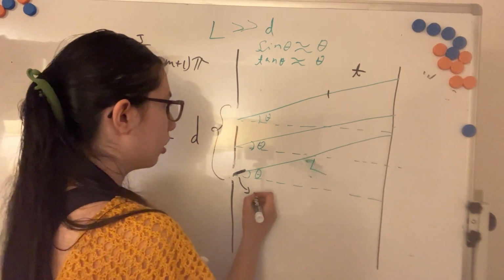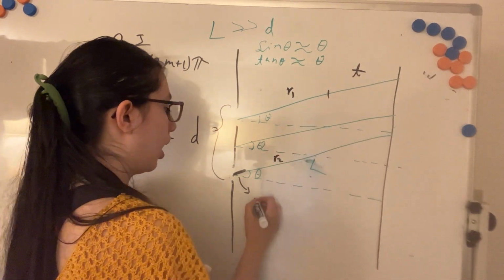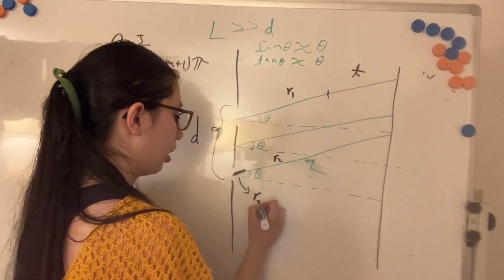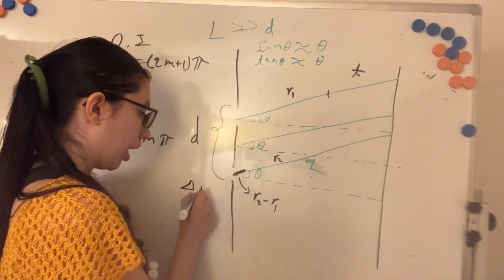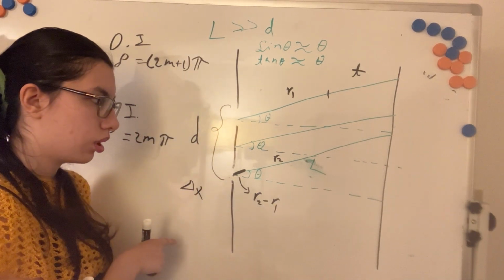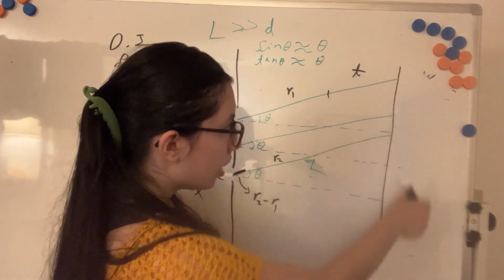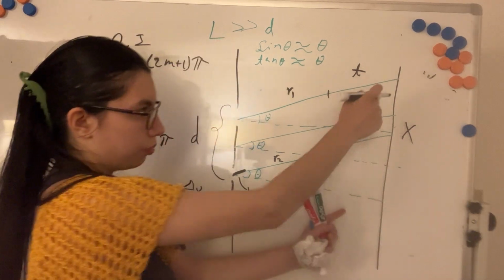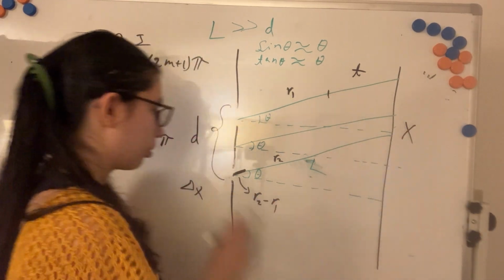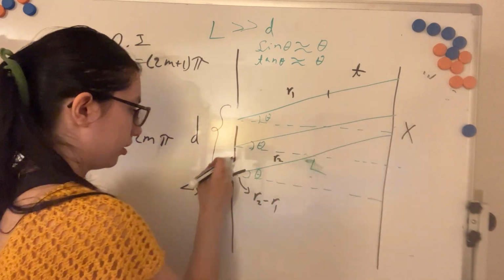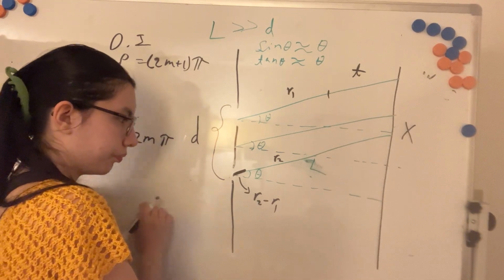If I call this R1 and R2, I will call it R2 minus R1. Sometimes this is called delta X, but I don't want to use delta X because other people use this. In this case, it is a vertical distance, but sometimes this is called X, so I don't want to confuse X here with the X in the other direction. So I will call it R2 minus R1.